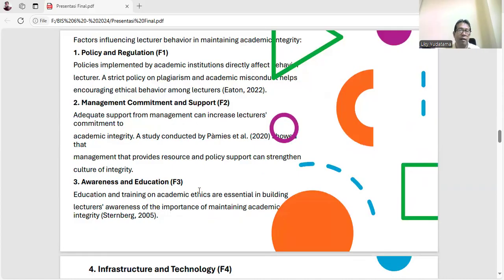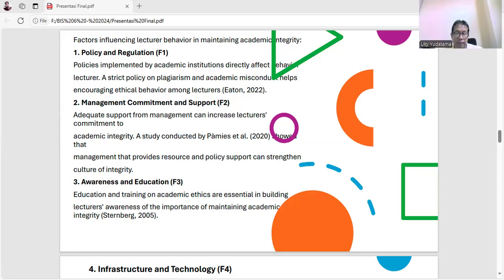Factors influencing behavior in maintaining academic integrity. The slide outlines the key factors that influence lecturer behavior in maintaining academic integrity. Factor one, policy and regulation. Policies implemented by academic institutions play a significant role in shaping lecturer behavior. Strict policies regarding plagiarism and academic misconduct help to foster ethical behavior among lecturers. For instance, a well-defined policy can set clear expectations and guidelines.